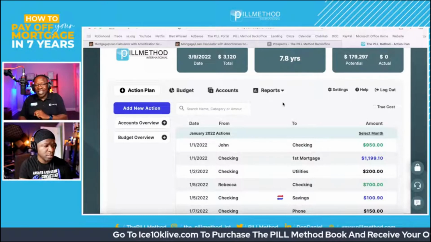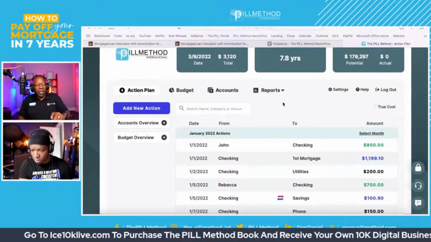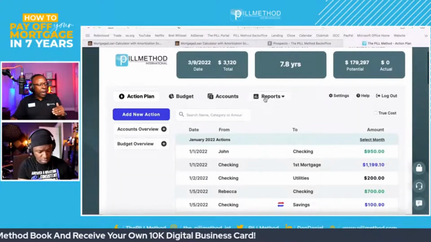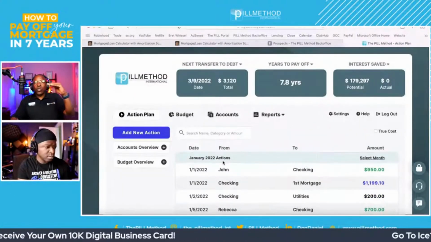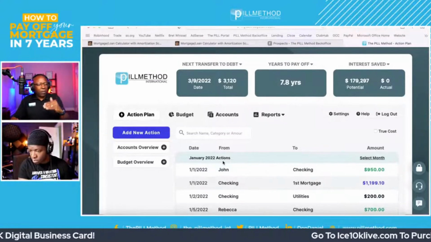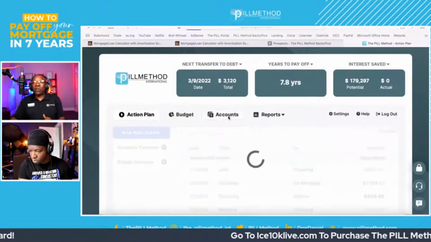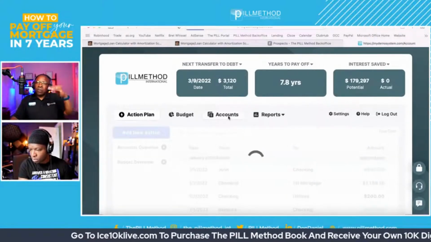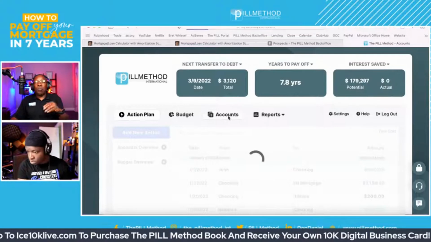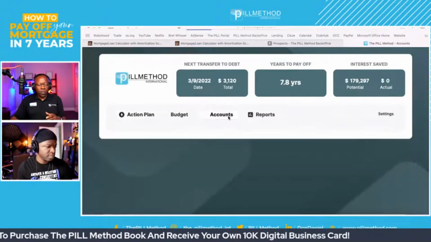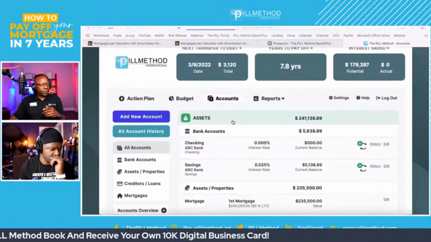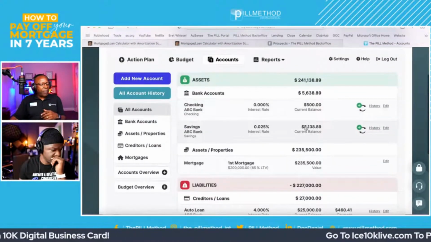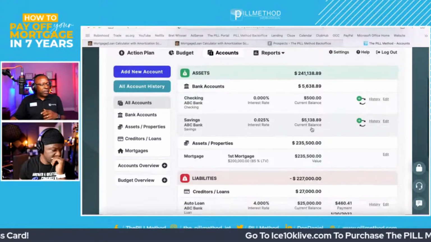And that's the key. You have to know how much you're making and how much you're spending, and this helps to track that. So that's what happens here on the action plan. We're tracking how much money you make and how much money you spend. In the accounts tab over here, we're able to see how much money we have in the bank and what we're borrowing, and that's going to be important. So John and Rebecca Jones here have $500 in checking. They got $5,138 in savings.